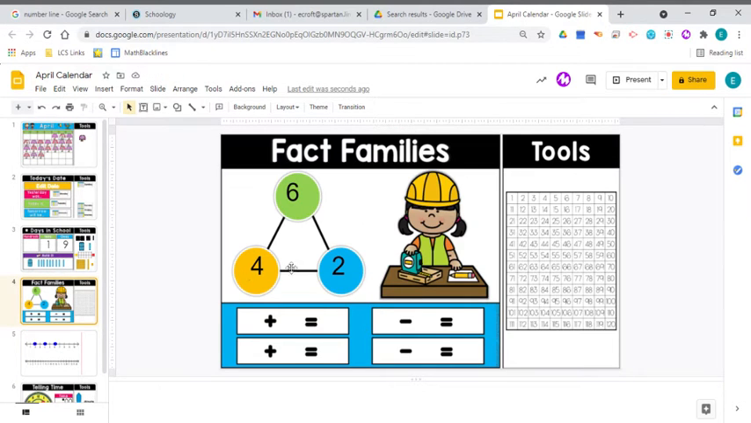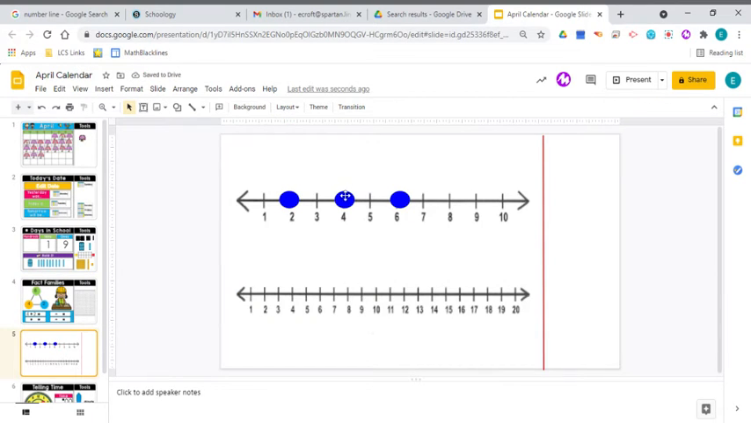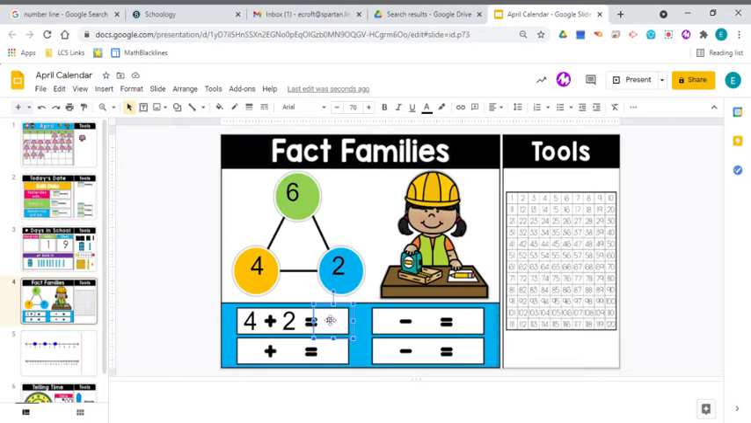Now, when we're adding, we put the 2 parts together to make the whole, right? So we put the 4 and the 2 together, and let's see what happens on our number line. Starting on the 4, jump 2, jump 1, jump 2. Of course, we landed on the 6, right? We landed on the number that represents our whole this time.